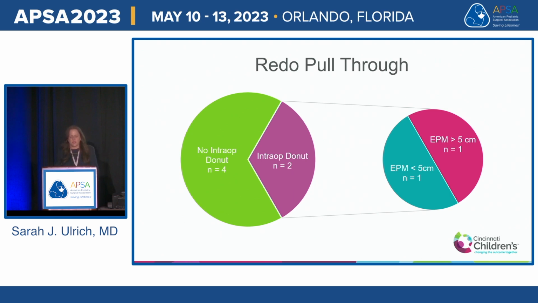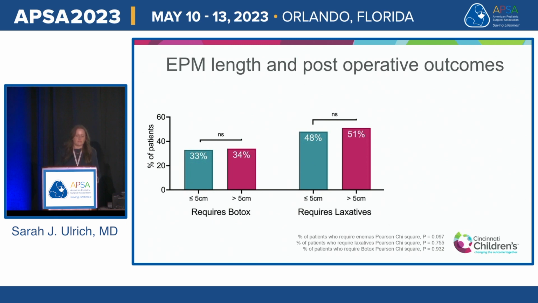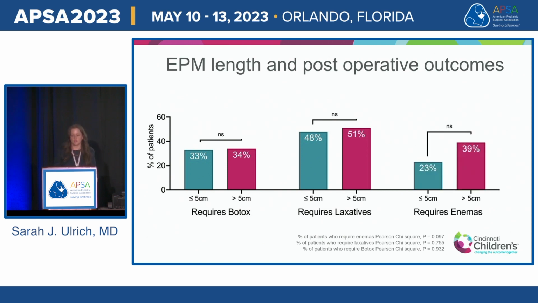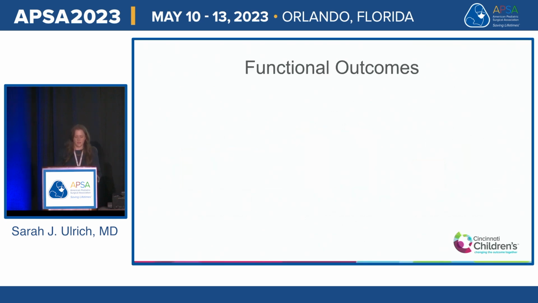When examining the patients that had a redo pull-through further, of which we only had 6 in our cohort, we noted that 4 of the 6 did not have a circumferential examination of the anastomotic donut intraoperatively. We did not observe that there was any difference in the need for Botox or laxatives in patients based on extended proximal margin length, but we did observe a trend towards increased rates of enema usage with longer extended proximal margins, though this did not reach statistical significance.